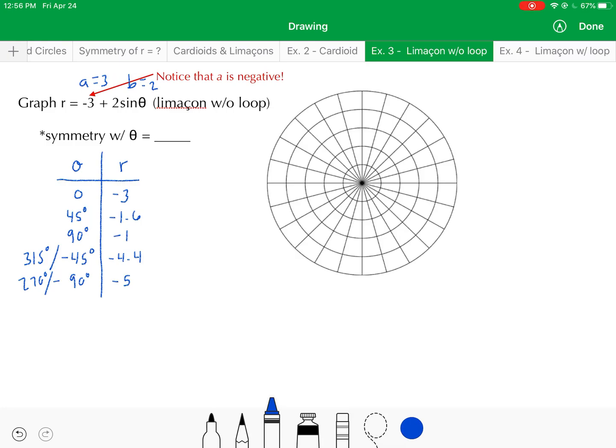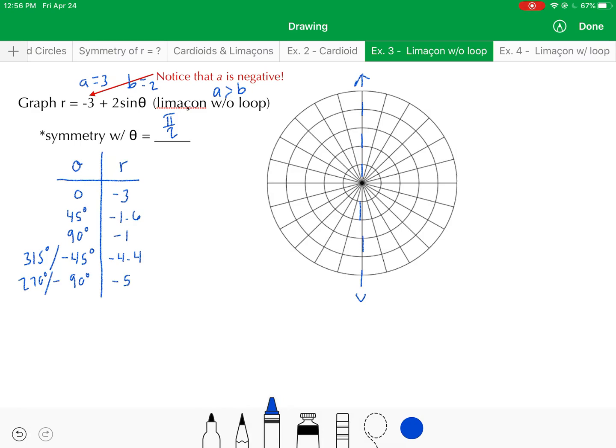Notice the equation has sine of theta in it, so my symmetry here is going to be at theta equals pi over 2. Let's draw that line in. And then notice I've labeled this is going to be a limaçon that doesn't have a loop because of the fact that the A value is greater than the B value.